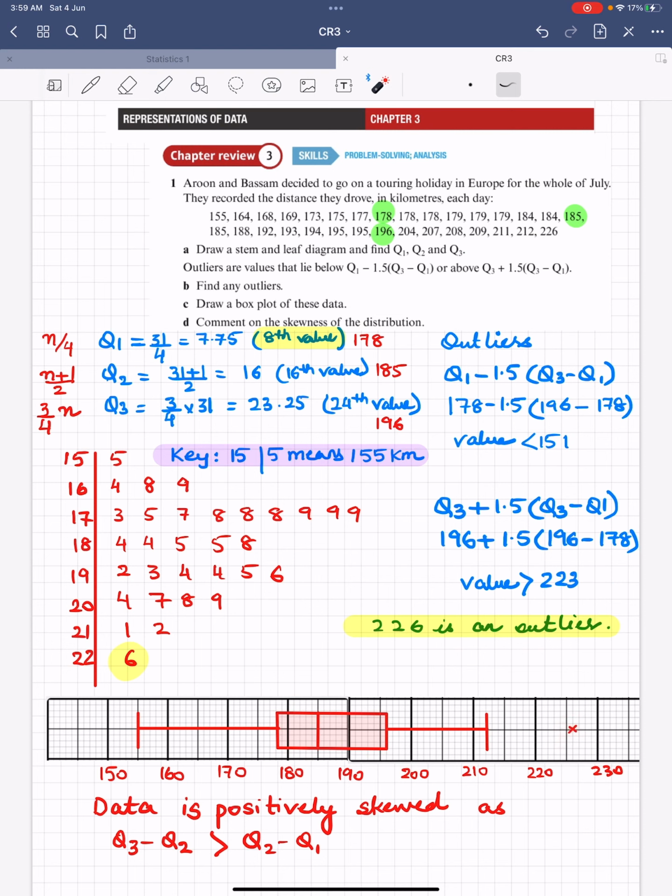Now we need to do the last question, which says comment on the skewness of the distribution. So to understand the skewness, we check this box. So in the box, if the right side of the box is bigger, it is positively skewed. So here we can see clearly that the right side of the box is bigger, or we say that Q3 minus Q2 is greater than Q2 minus Q1, and hence it is positively skewed.